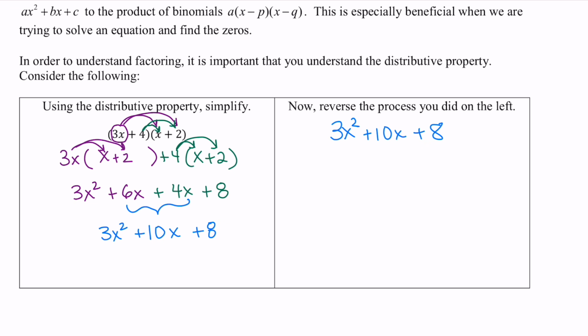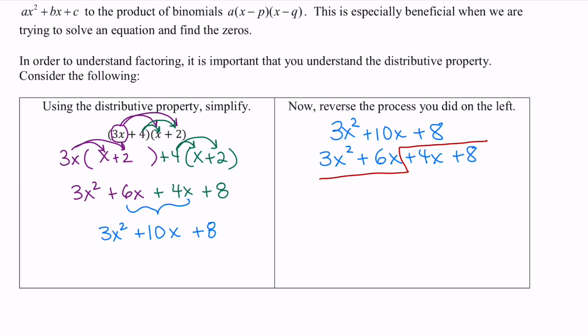Now, there is a process that we're going to have to use to uncombine these like terms, and we'll get into that in just a minute. But I'm just going to rewrite 3x squared plus those two numbers, 6x and 4x, and we will show you how you can get those numbers in a second. But the next step is we're going to use something we call a lightning bolt. And we're going to divide up these two sets of numbers.